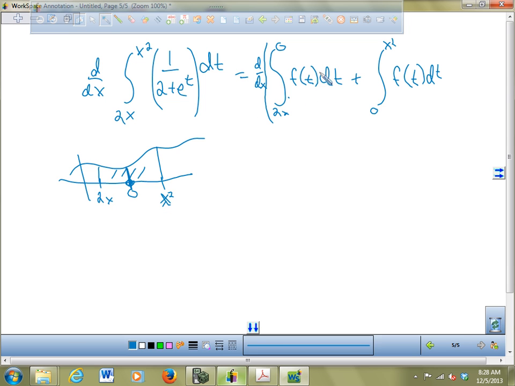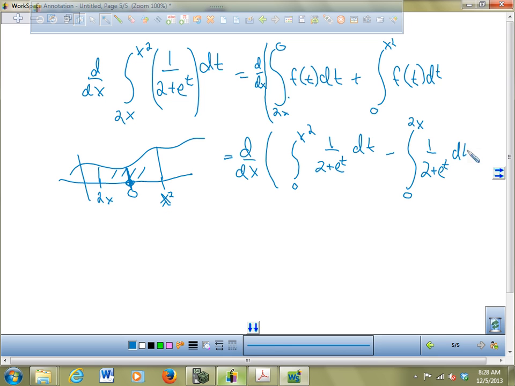So what do I have to do to this to integrate it? Flip it and make it negative, right? So I'm going to rewrite this as the derivative of the integral from 0 to x squared of this thing, 1 over 2 plus e to the t dt. And I'm going to flip this and make it negative: minus the integral from 0 to 2x, same thing, 1 over 2 plus e to the t dt. And then I just evaluate those two things at their various points.